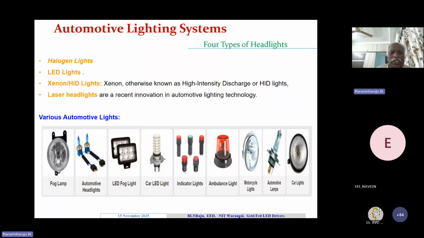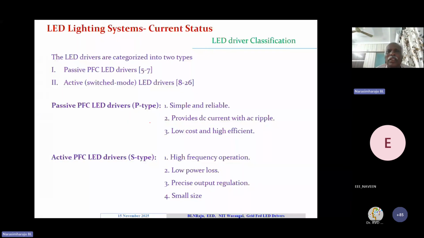And nowadays, these LED lights have become very significant in automobile lighting systems, especially for various indicator lights, traffic lights, interior lights, fog lights, and whatnot. That's what we can understand from this.